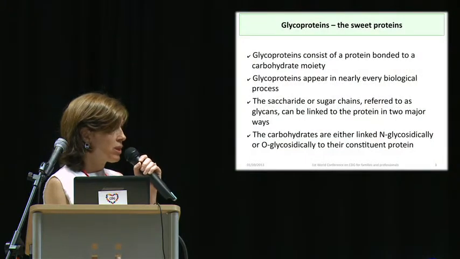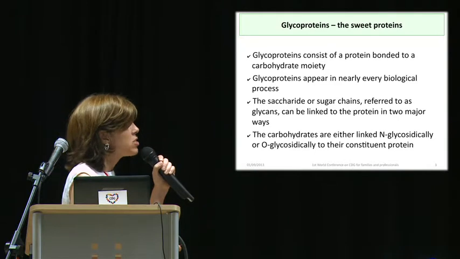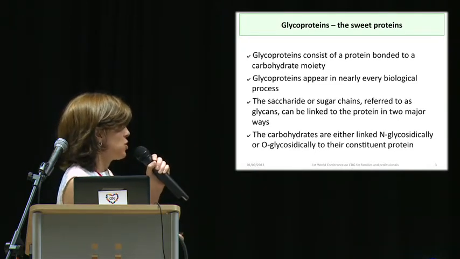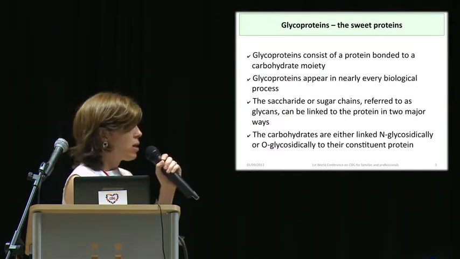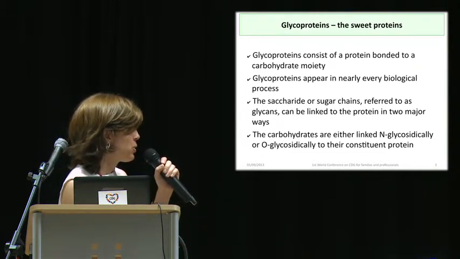Glycoproteins are a special class of proteins. They are called the sweet proteins. They consist of a protein bound to a carbohydrate structure. And they are very important. Why? Because they participate in almost every biological process.